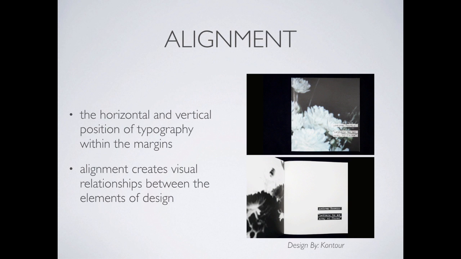Alignment, the horizontal and vertical position of the typography within the margins. Alignment creates the visual relationship between the elements of design. So how we put the text in context makes a big difference. We'll talk about this a lot more in next class's lecture. We'll talk about type as just one element, including photos and all the rest of those other elements, and how they combine together.